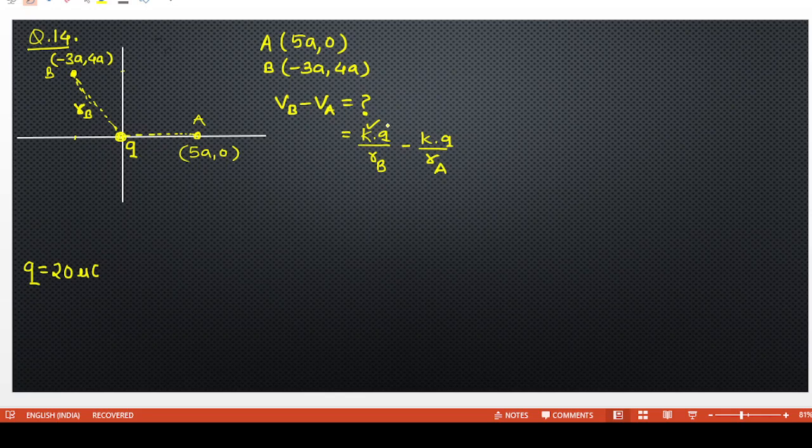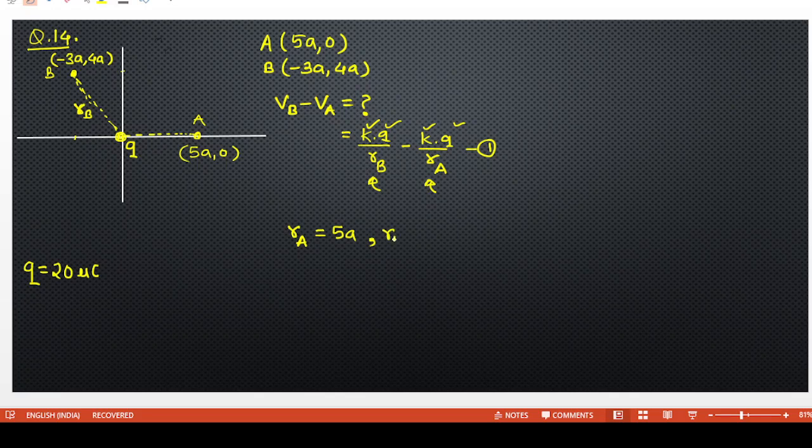Now k is known, q is known. The distance of point B and distance of point A are the problems, so find the distance of point B and the distance of point A. Distance of point A is easy to find. What is the distance of point A? You can directly get the distance of point A as 5a.